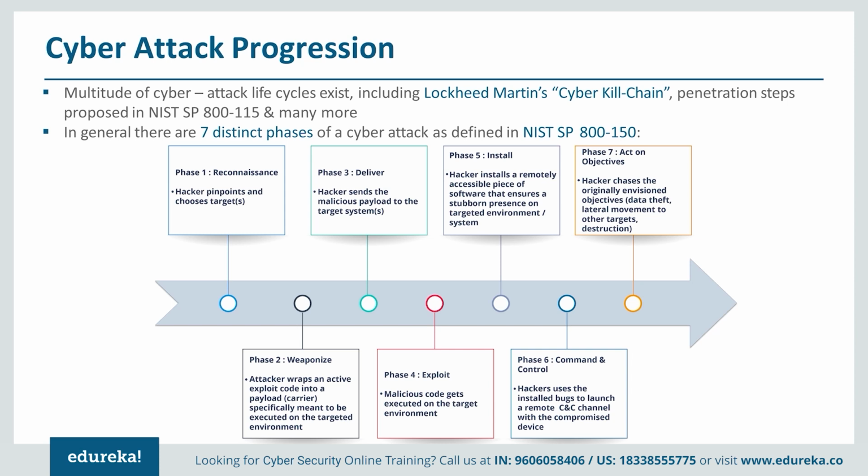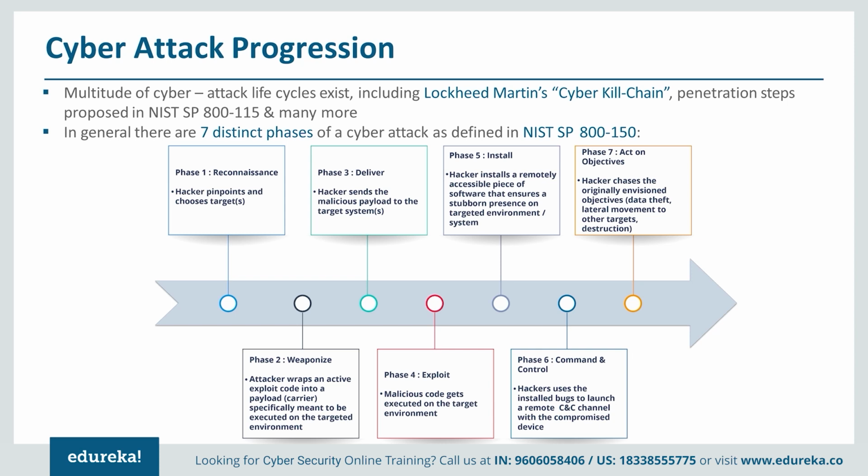And phase 7: once things are done, when the CNC receives the command and gets additional packages and installs itself on the network, it is ready. Now the attacker is good to go, and he can do whatever he wishes on the network, on the compromised environment. These are the 7 steps, a layer by layer approach.